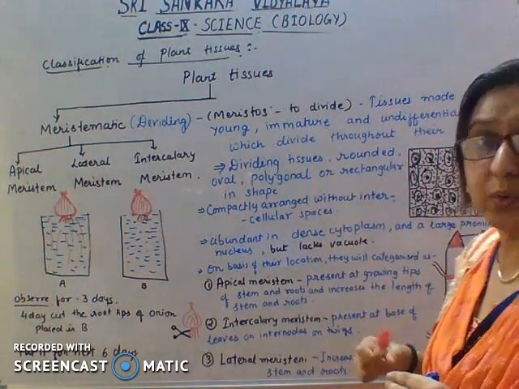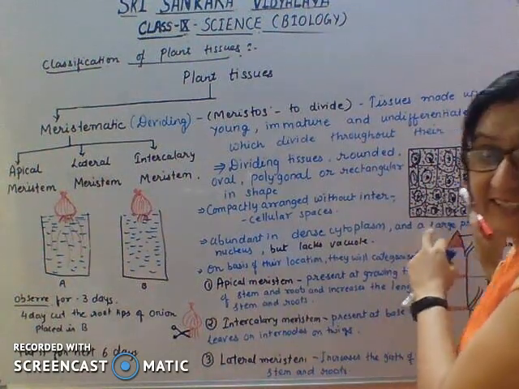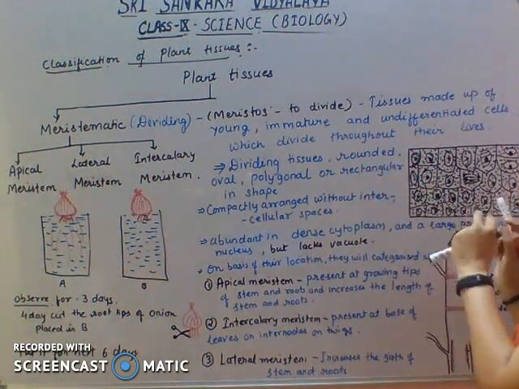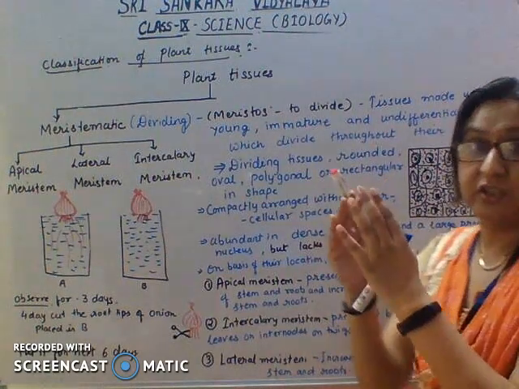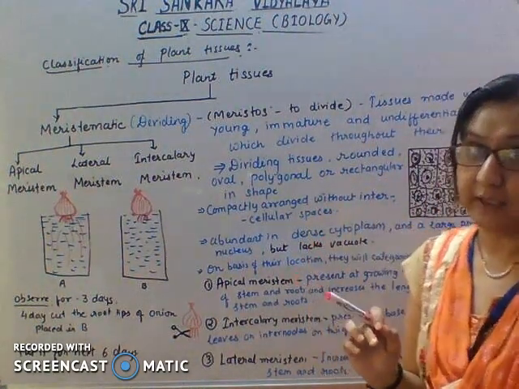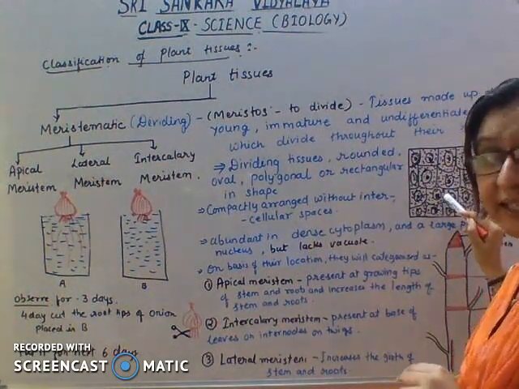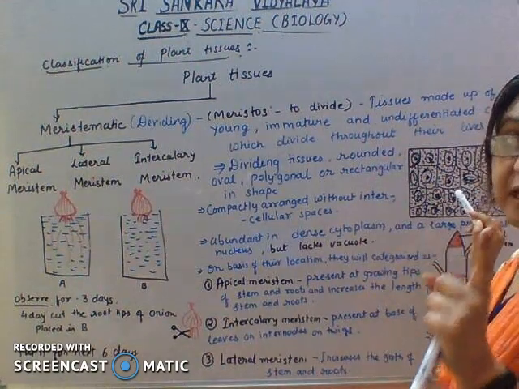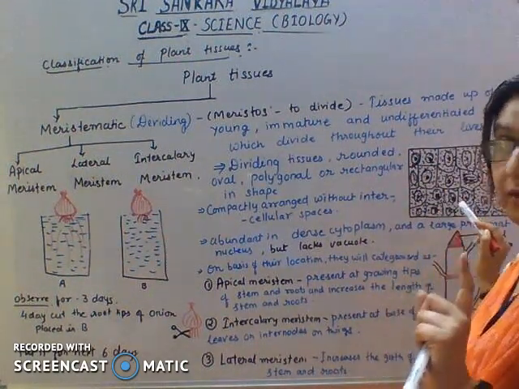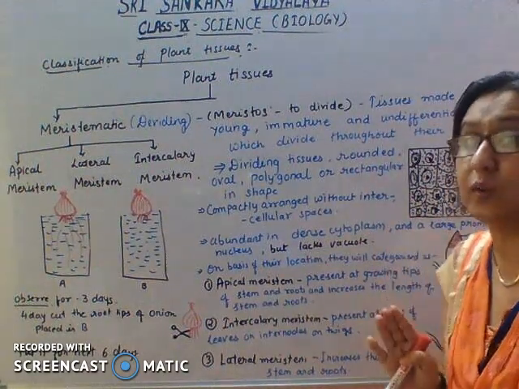Now we can see the points of these meristematic tissues. These are dividing tissues. They may be rounded, polygonal or rectangular in shape. These are compactly arranged without any intercellular spaces. They have dense cytoplasm and a prominent nucleus.